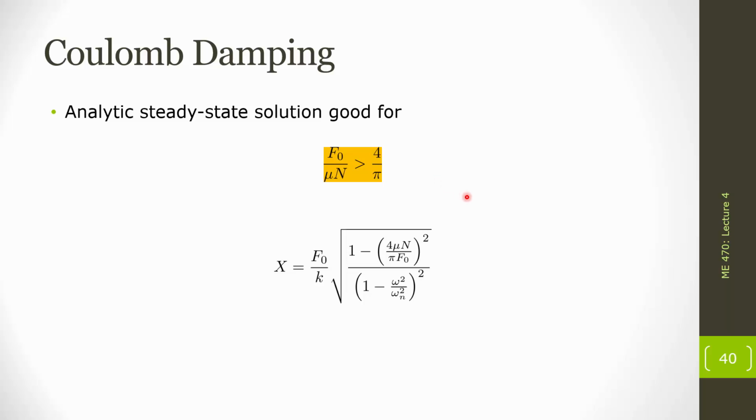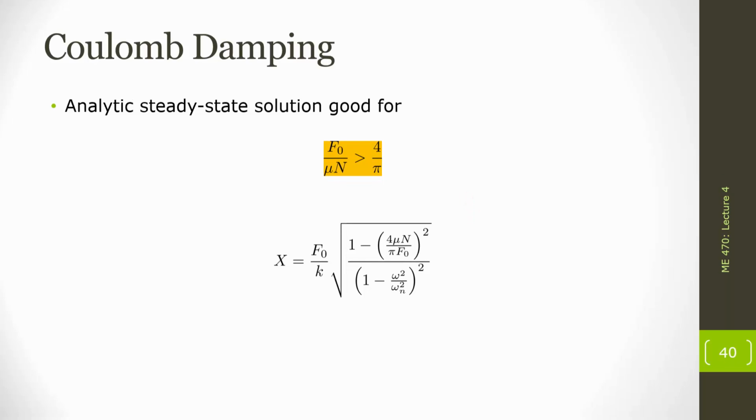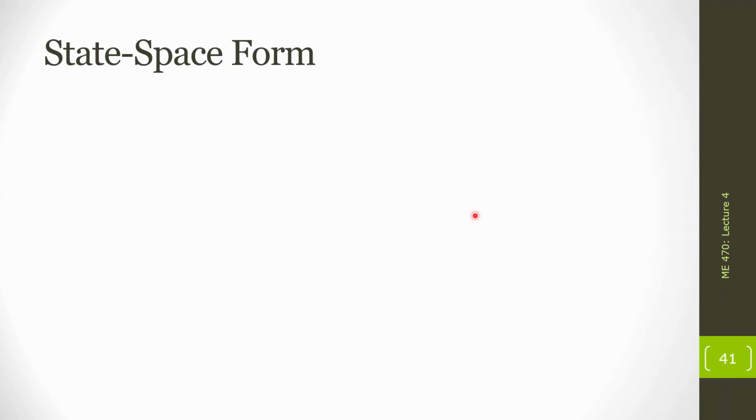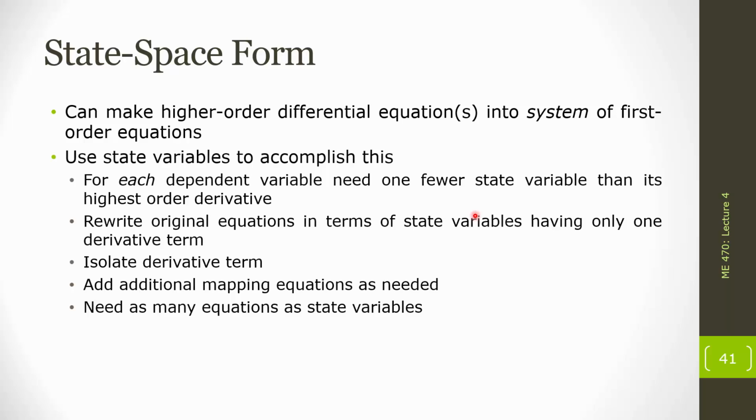In that case, or even when it is greater than 4 over pi, maybe we want a slightly more exact solution, at least numerically exact solution. Well, when that happens, we can also use the state space form. Now, we covered the state space form in system dynamics. There's a link to the refresher on this from that course that you can follow. But the basic premise was here.